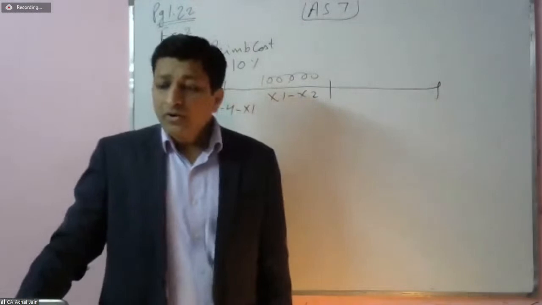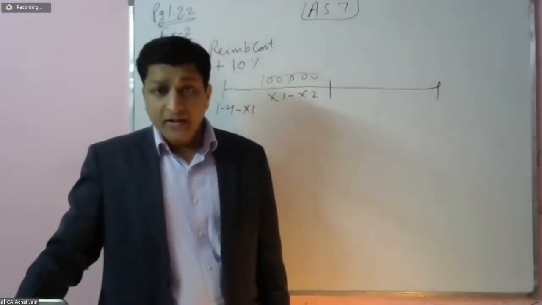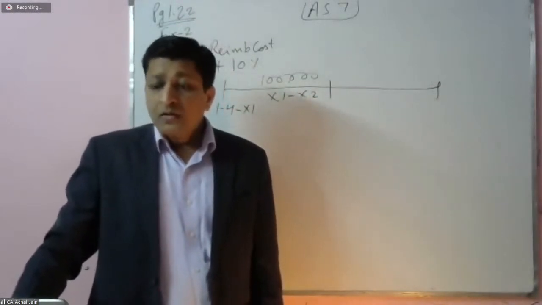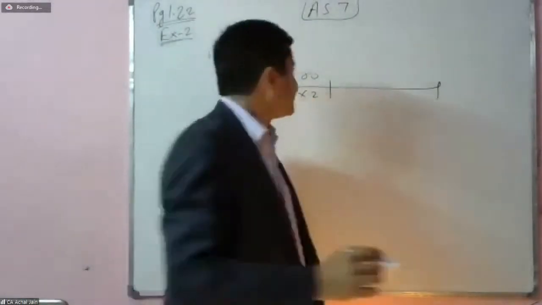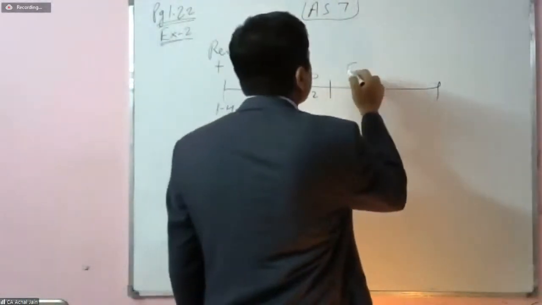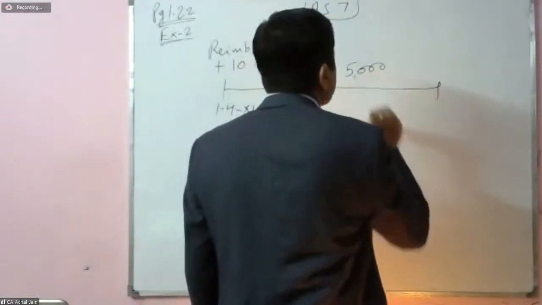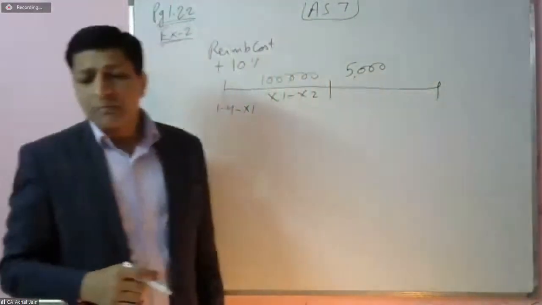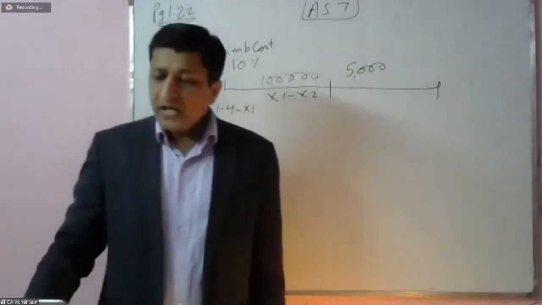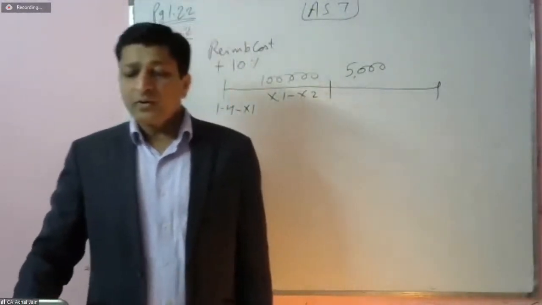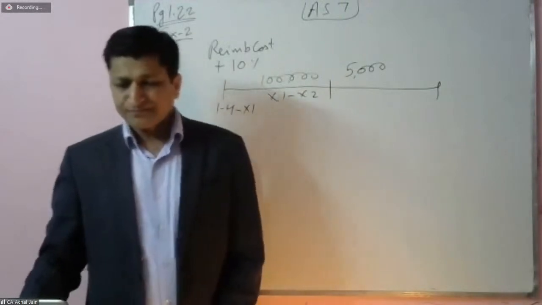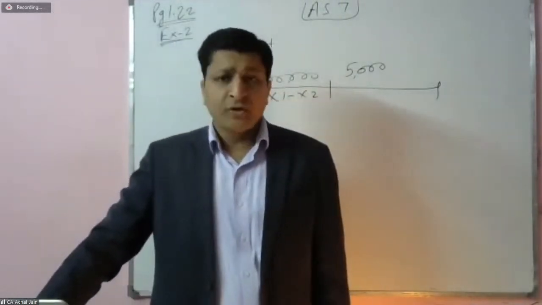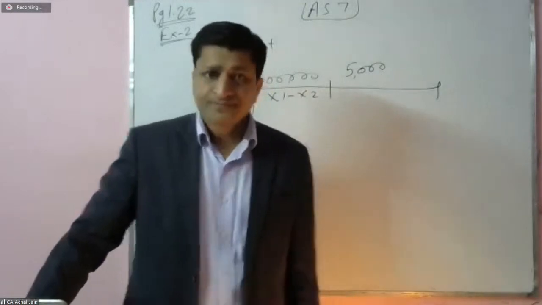The further non-reimbursable costs to be incurred to complete the contract are estimated at 5,000. Other than this, 5,000 is also estimated to complete the contract. The other cost to complete the contract could not be estimated reliably. Now in this situation, what do we do? How do we record this?